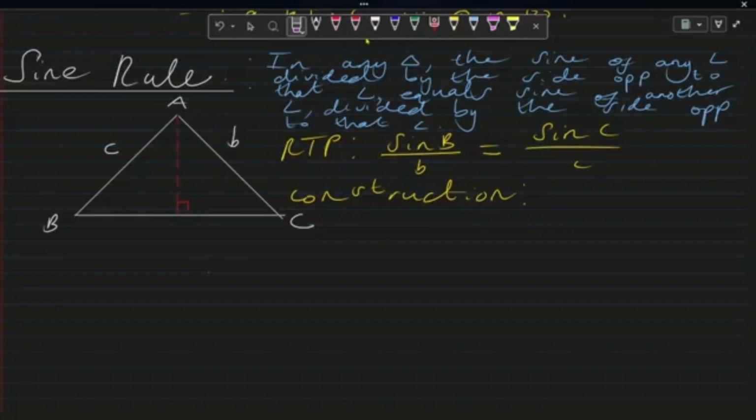And because it's a construction, we write it as dotted lines. Okay.